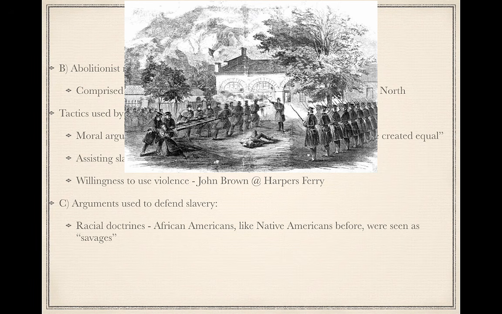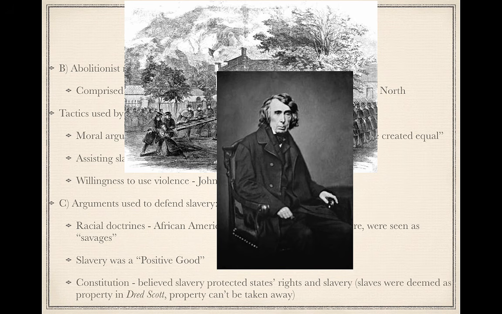They would use racial doctrines. And this argued that African Americans, like Native Americans before them, were seen as savages, that they were less than human. John C. Calhoun and others argued that slavery was a positive good, that slaves actually had it better off than northern factory workers. And they also pointed to the Constitution, and they believed that slavery was protected by states' rights.